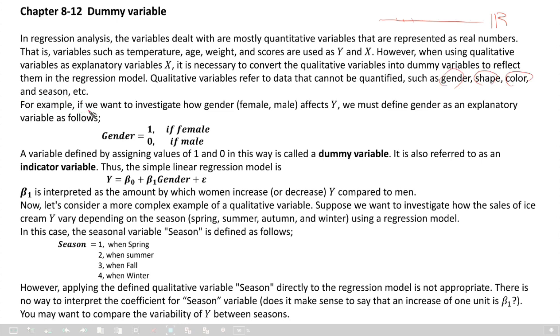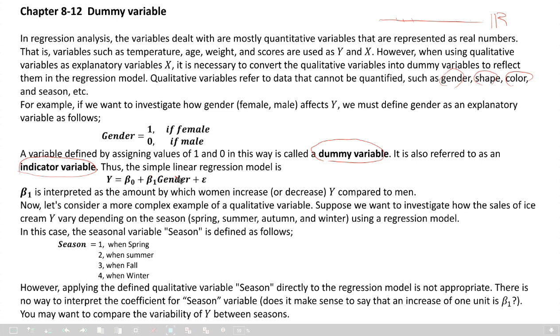For example, if we want to investigate how gender, female or male, affects Y, we must define gender as an explanatory variable as follows. Gender takes 1 if female, takes 0 if male. A variable defined by assigning values of 1 and 0 in this way is called a dummy variable. It is like a Bernoulli variable. It is also referred to as an indicator variable. Somebody calls it an indicator variable.